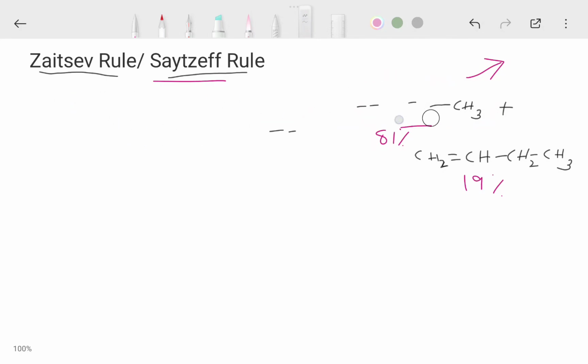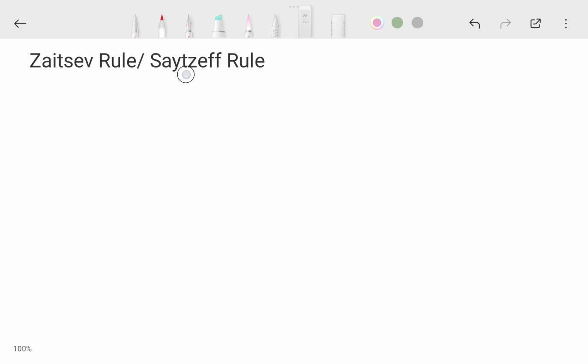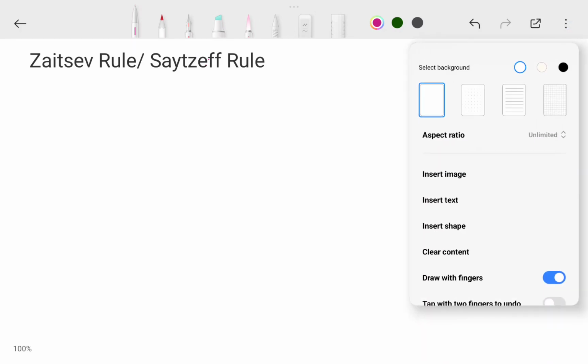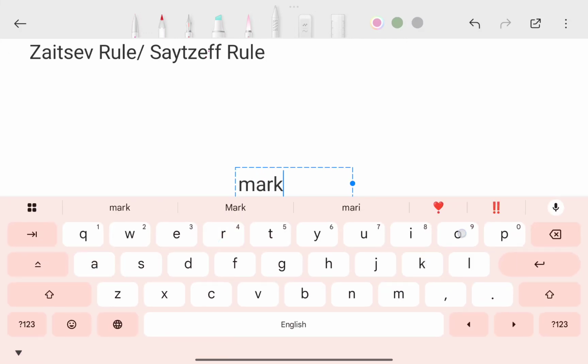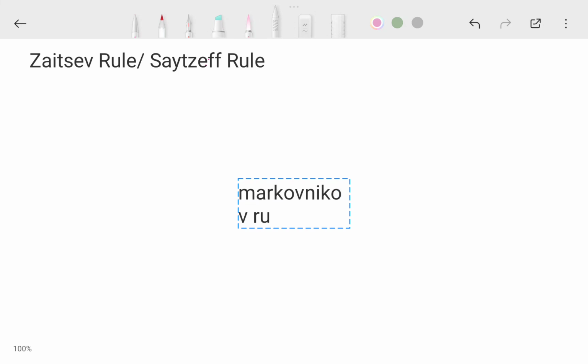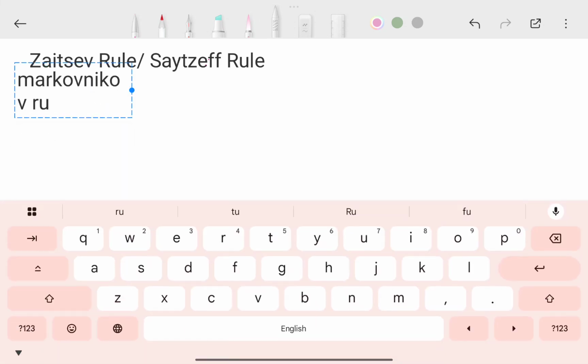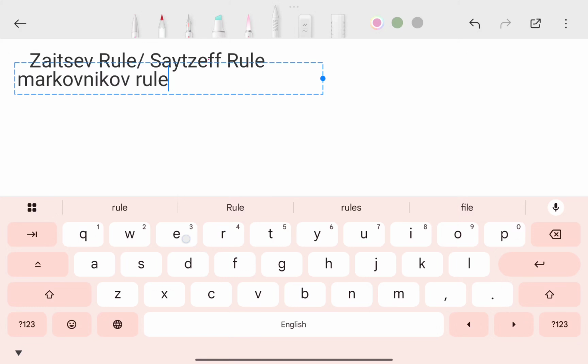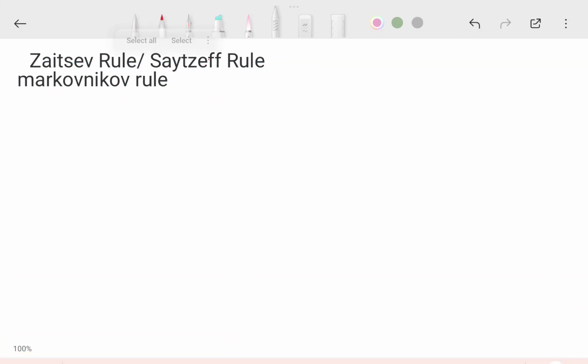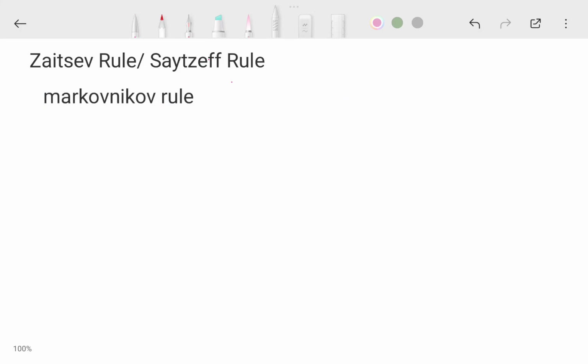And the next one, Markovnikov rule. What is this? Markovnikov rule.